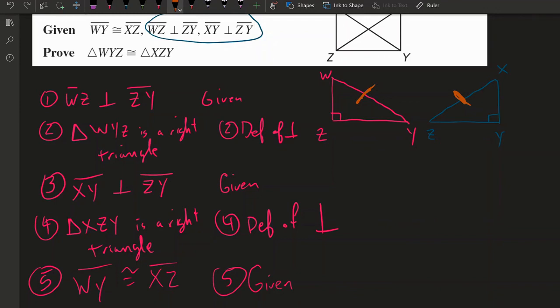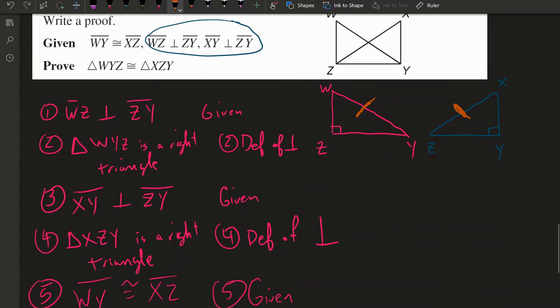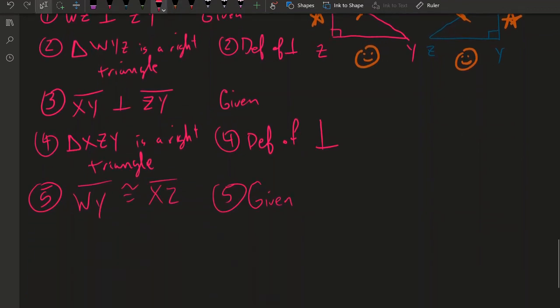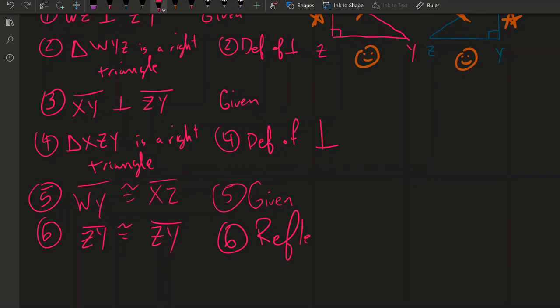So since I have the hypotenuse now, all I need to show is that two of the legs are congruent. So if I'm looking at that, that means I either need to show that WZ is congruent to XY, or that ZY is congruent to ZY. And oh, if you look at that, I just said ZY is congruent to ZY. And if you look at our picture up here, you see that it's the same segment but on both triangles. So I can actually say step 6, segment ZY is congruent to segment ZY, and that is because of the reflexive property.